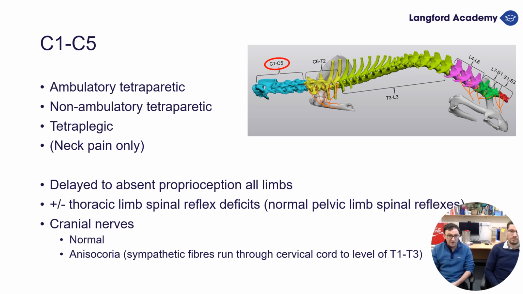With a C1 to C5 injury, we would expect that proprioception would be delayed or absent in all four limbs. We can have deficits in the thoracic limb spinal reflexes, particularly the withdrawal reflex, but you would expect that the pelvic limb reflexes such as the patellar reflex, the pelvic limb withdrawal reflex and the perineal reflex should be intact. And you'd hope to have normal cranial nerves, with the exception that you might have anisocoria if there is a level of Horner's disease, because the sympathetic nerve fibers run down through the spinal cord and exit at the level of T1 to T3.